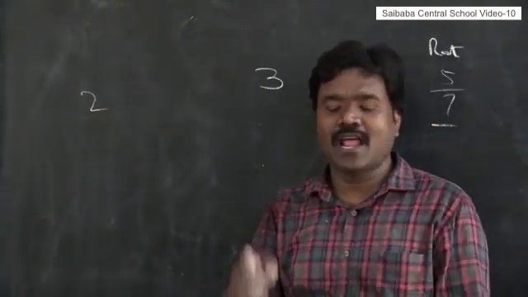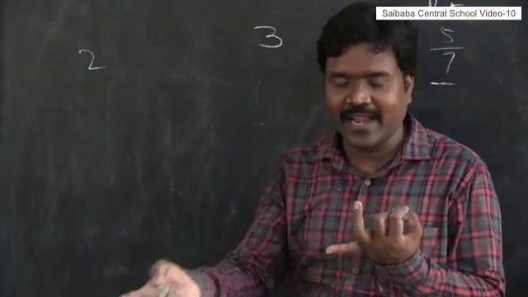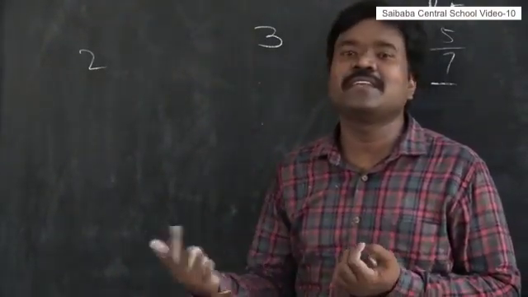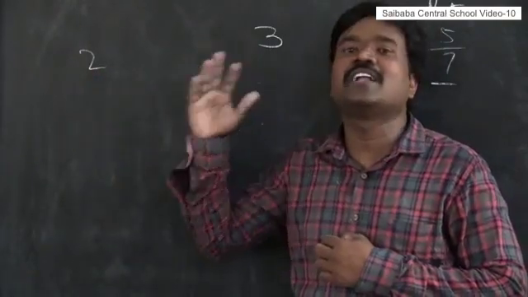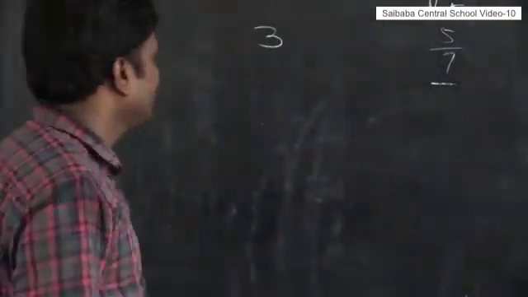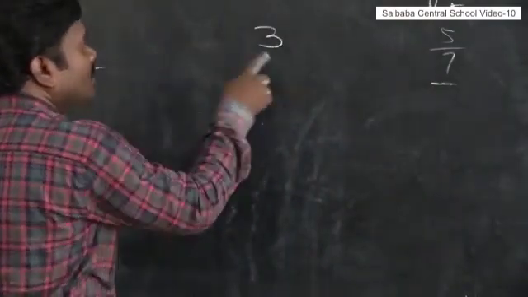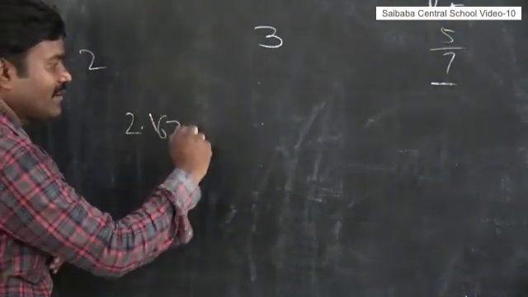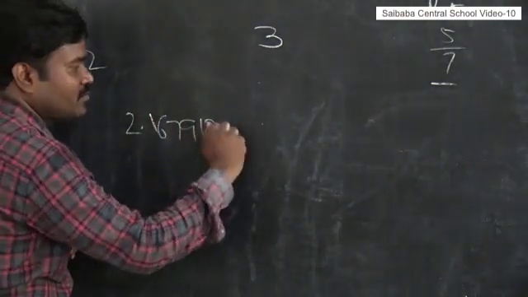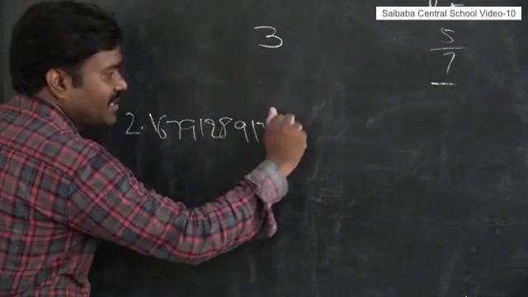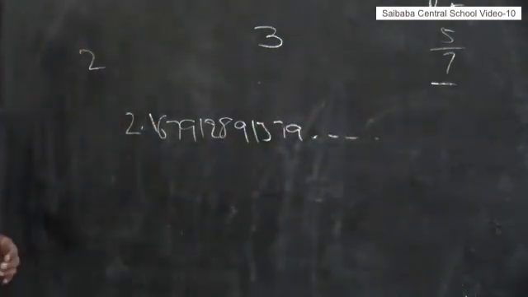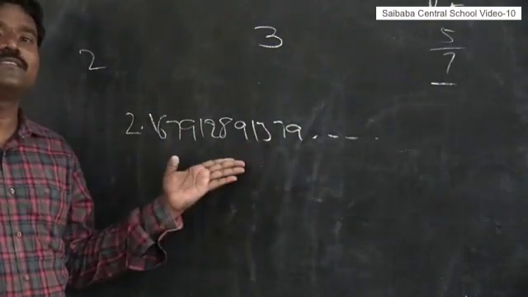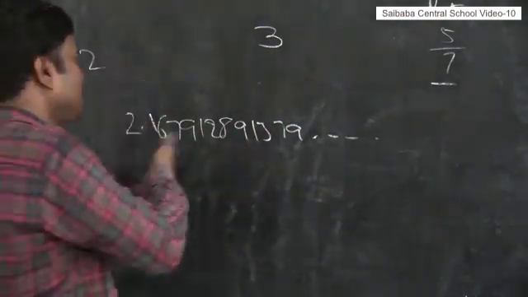Irrational numbers means non-terminating, there is no end, and non-repeating decimals. In between 2 and 3, any 3 you write. I am writing 2.16791289137 and so on. This is one number, in between 2 and 3 only. This is non-terminating, non-repeating. This is irrational.